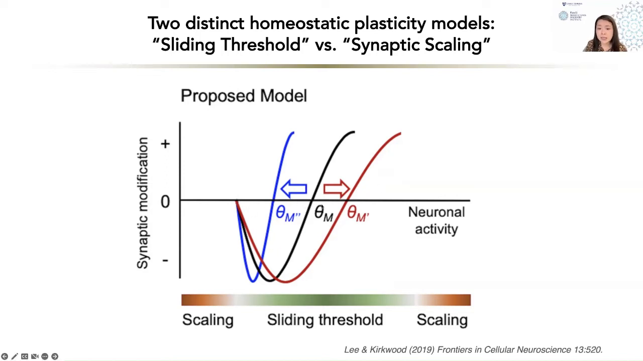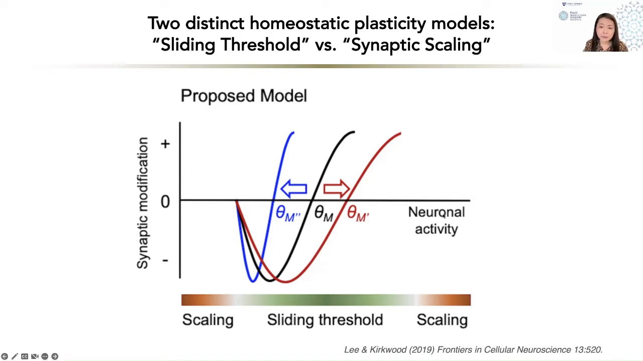When the neural activity is high for a long time, theta M will slide up such that the LTD range increases at the expense of LTP. So most of the synapses will get weakened such that it will renormalize the average activity of the neuron. So it's a very powerful model that was proposed by Leon Cooper's group in the 1980s.